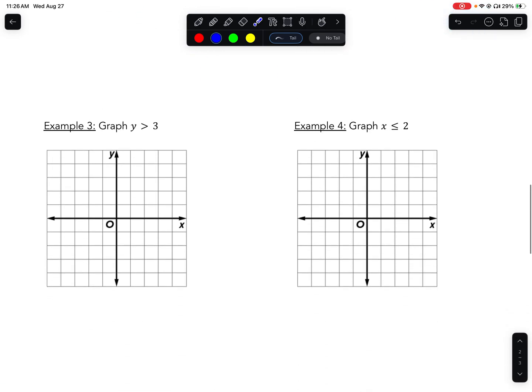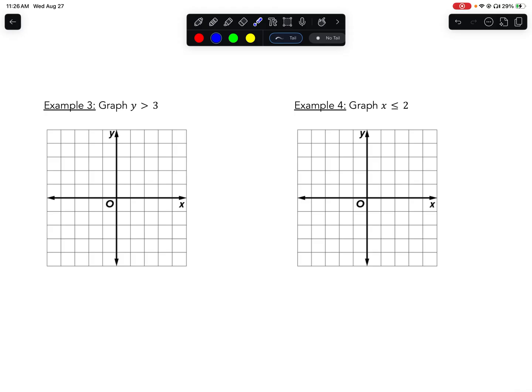Okay, so two more graphs on this page. We've just got simple graphs. So when I look at this graph here, or the equation there, I think about y is greater than 3. So when I think about y is greater than or x is greater than, I think to myself, which axis does it have to cross? Because y is greater than 3, it has to cross the y-axis at 1, 2, 3. That means it's going to be a horizontal line, right?